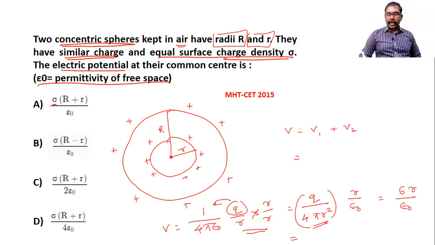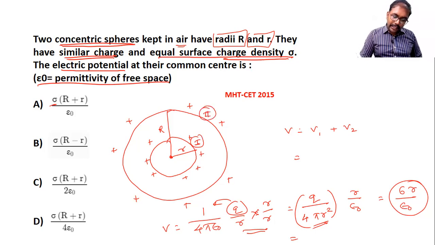Q upon 4 pi R square is sigma, and this R by epsilon 0 as it is. This is a formula for the potential, and that we have to use. Now I can use this potential due to sphere 1. This is sphere 1 and this is sphere 2. Now potential due to sphere 1 is sigma upon epsilon 0 into the radius small r, plus the second sphere, which has a radius capital R, sigma into capital R divided by epsilon 0.